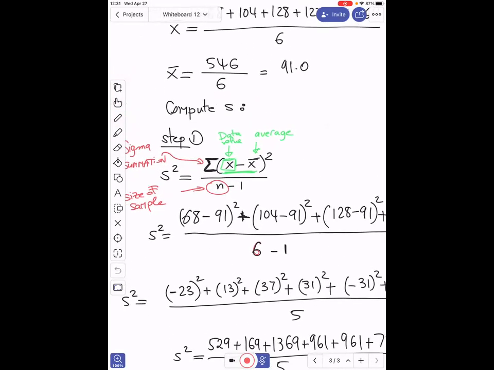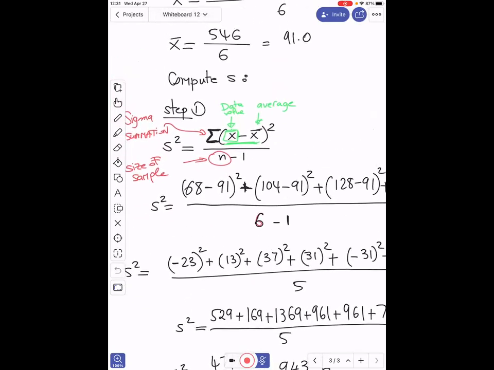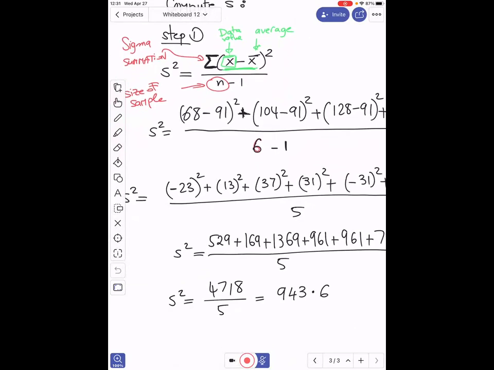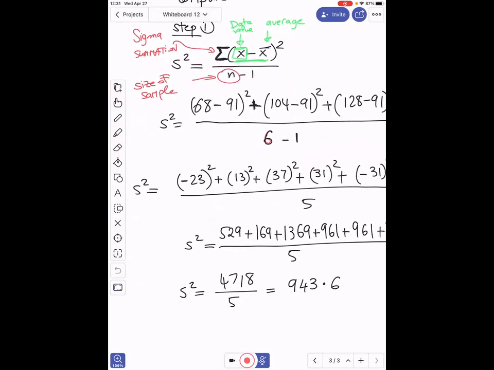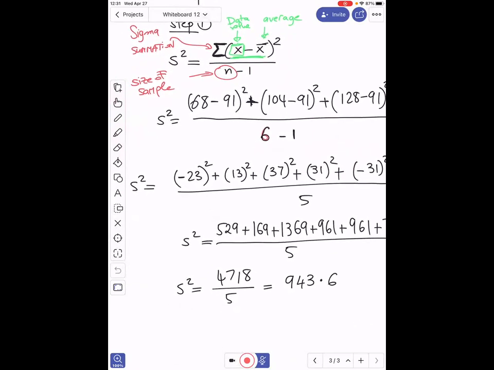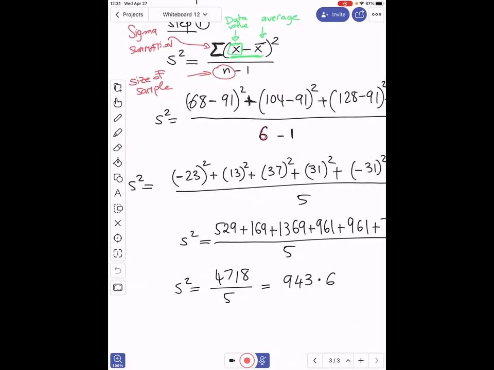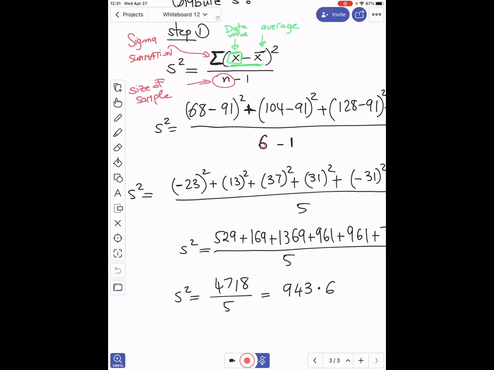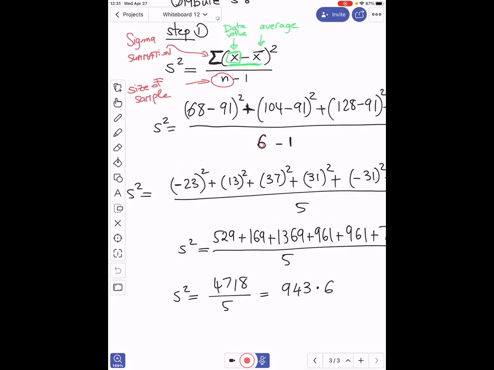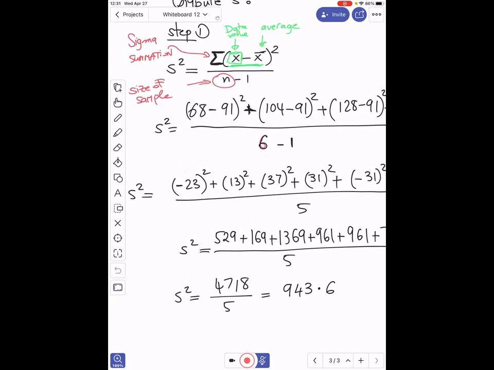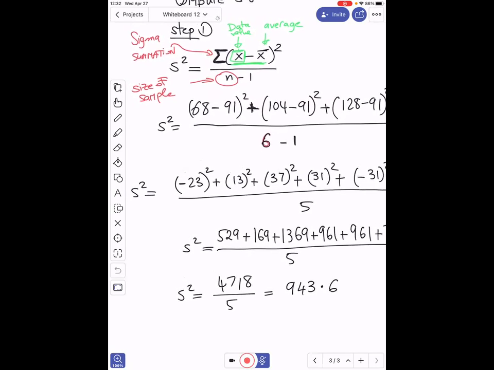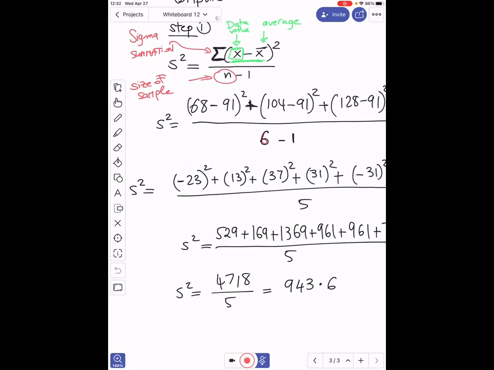We need to compute S. Yes, please. Do you want us to round off that number or leave it alone? No, don't round the answer, although even if you round the final answer, at the end of the day your answer is going to be very close. The difference is very small, so I don't really mind.